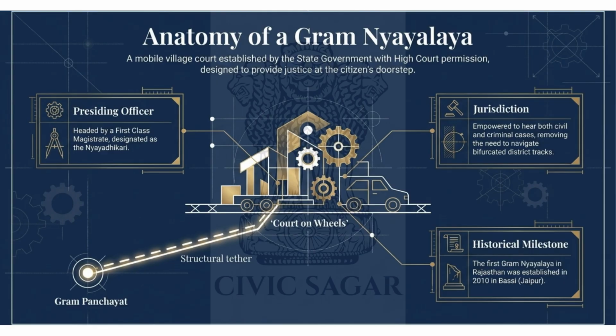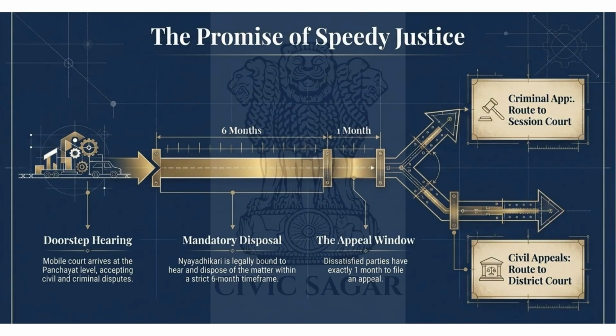A historical milestone, this model transitioned from concept to reality in 2010, when India's very first GramNyayalaya was established in Bassi, located in the Jaipur district of Rajasthan. The ultimate promise of the GramNyayalaya system is speed and efficiency. It begins with a doorstep hearing, where the mobile court arrives directly at the panchayat level to accept local civil and criminal disputes. Once a case is logged, the clock starts ticking for mandatory disposal.